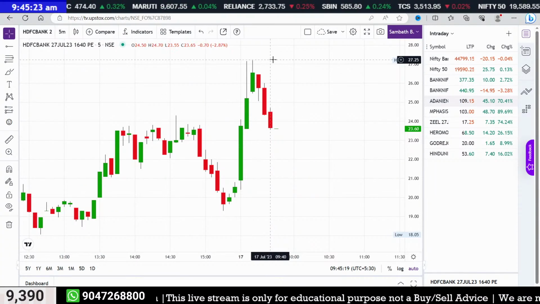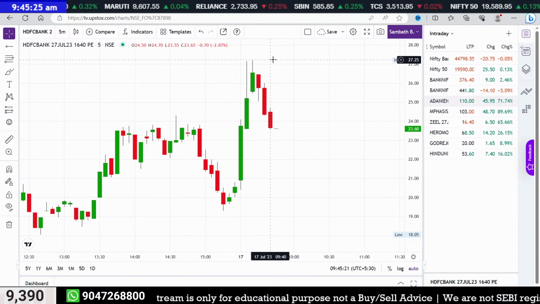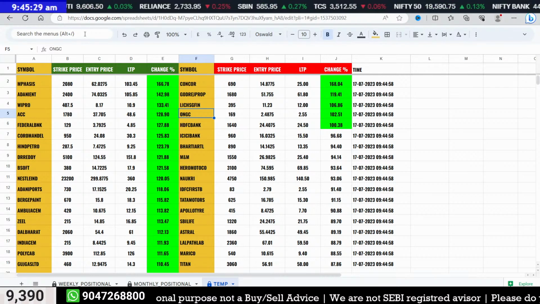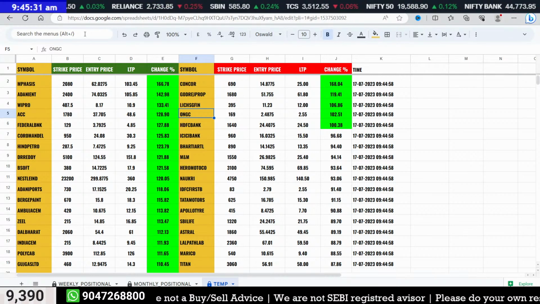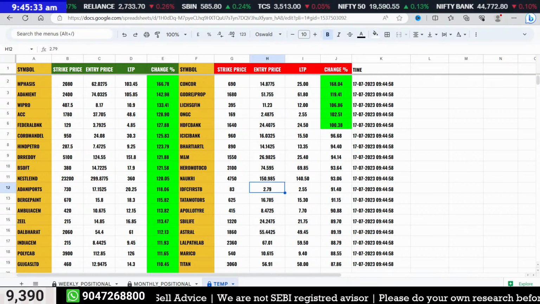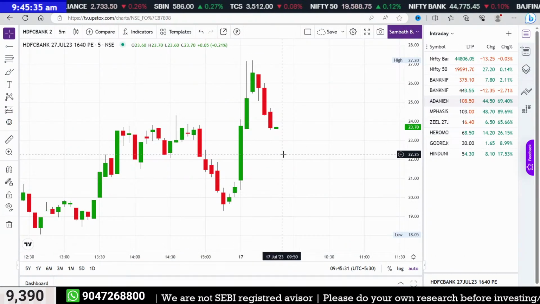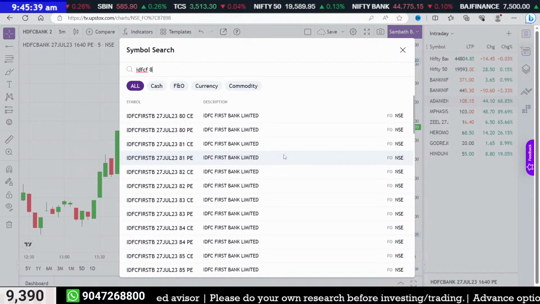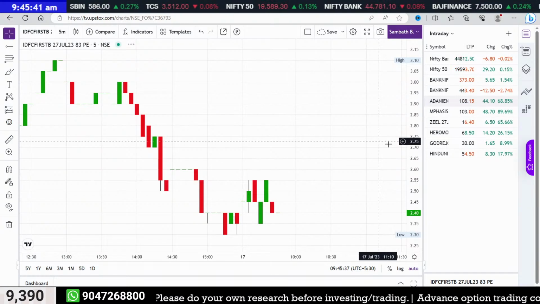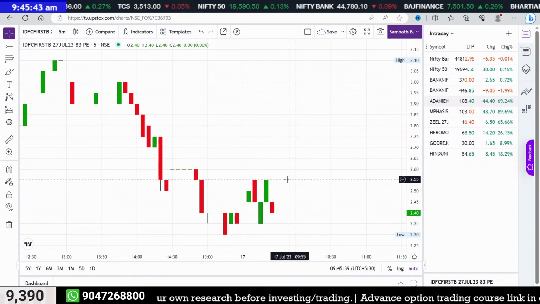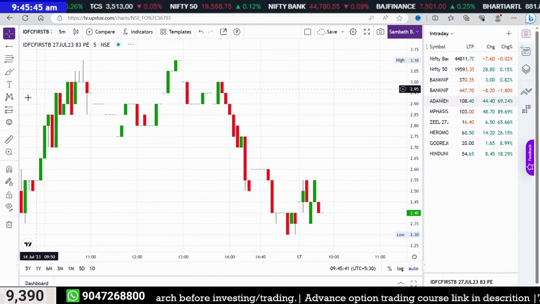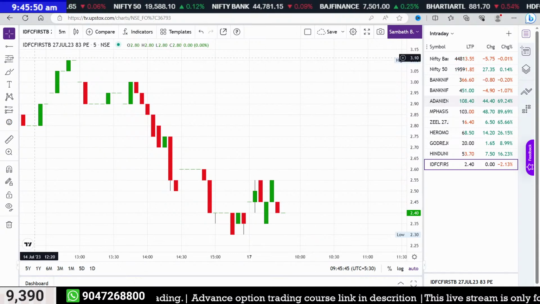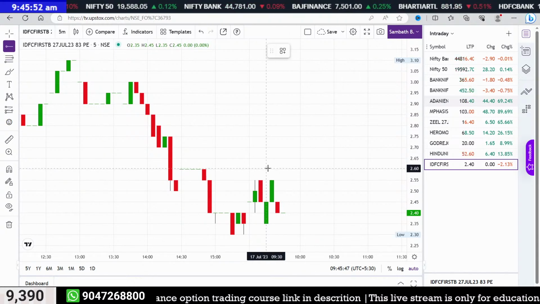In the first candle itself it moved around 27. Now it is moving down. I need a fresh breakout. IDFC First Bank 2.8, 83 put option. Maybe this is 2.4, so I need to wait for 2.8. Let's track whether it is going to give you the opportunity on the put side or not.